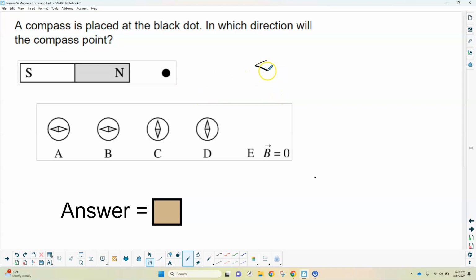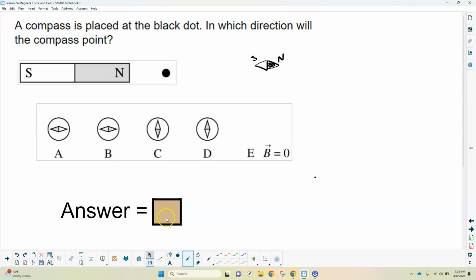So we're looking at the triangle here in the compass. Again, the shaded-in area is the north end, and the south end is the white end of the compass. So I'll let you pick that answer now.